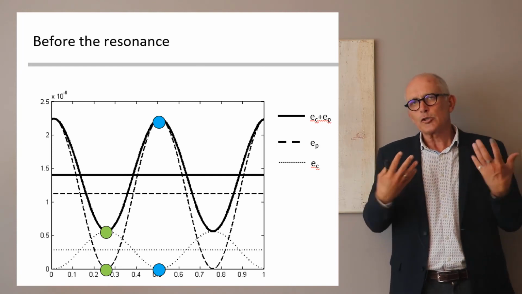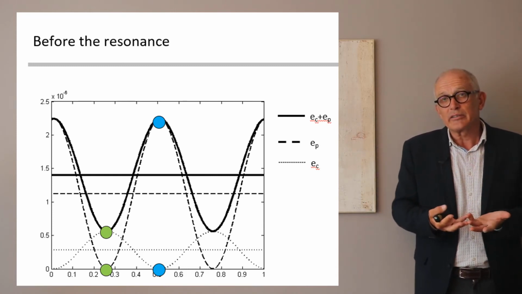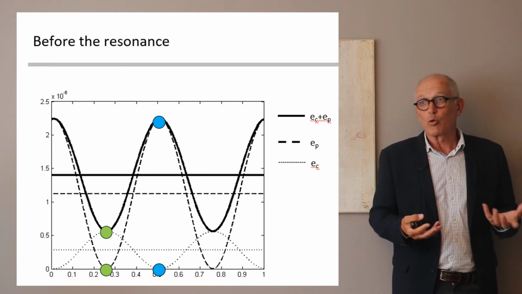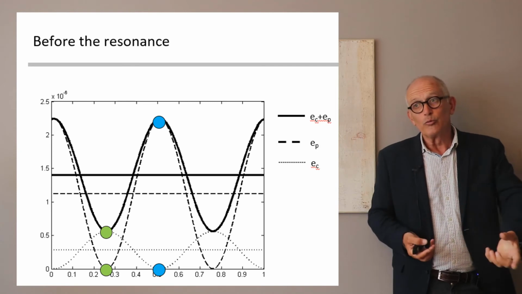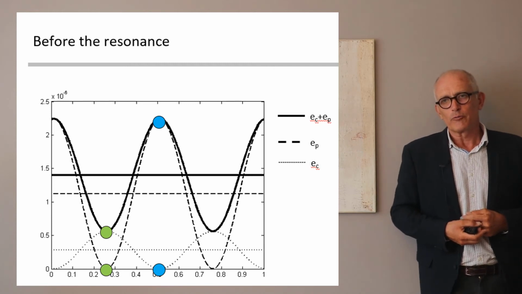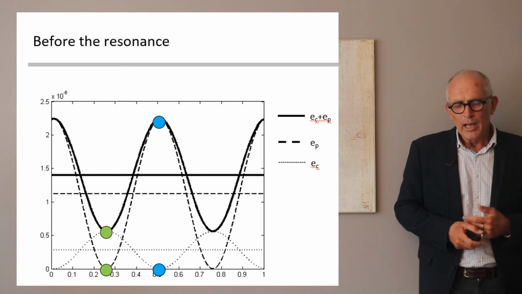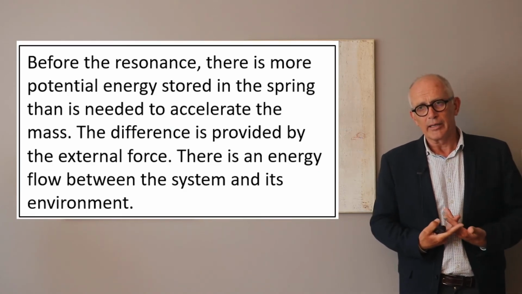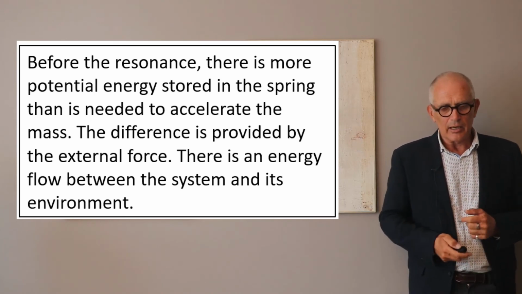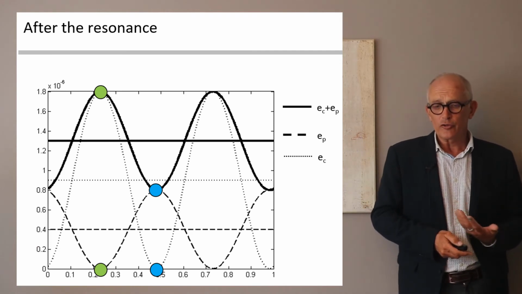And so there is more energy stored in the spring than is necessary to accelerate the mass to the required velocity. And so the force needs to provide work to brake, to reduce the speed or reduce the acceleration of the mass, but then also to provide the additional compression in the spring. And so there is actual power provided by the force, and there is an exchange between the system and its environment. If we look at the same thing after the resonance, it's just the opposite.